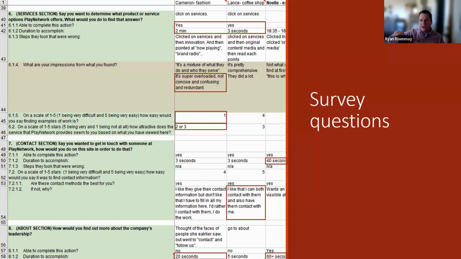So on a scale of 1 to 5, from very difficult to very easy, how easy would you say finding an example of work is? And of course, the person's going to say 1, it took them 2 minutes, versus 4, it took them 3 seconds, right? And you can now get some read and actually graph those answers from their read on a scale of 1 to 5 questions. How's their overall experience with that?